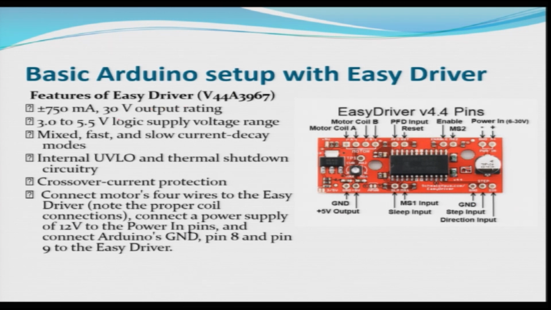This has plus minus 750 milliampere and 30 volt output rating. The supply voltage ranges from 3 to 5.5 volt. It has mixed fast and slow current decay modes. This has undervoltage and overcurrent facilities, and thermal shutdown circuitry is also provided in it. There is crossover current protection also available. Motor's four wires are connected to the Easy Driver. A power supply is connected as given in the pin diagrams.